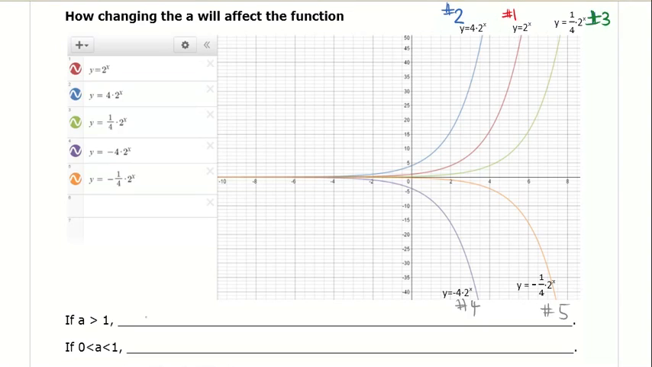So if a is greater than 1, we're going to call that a vertical shrink. Sorry, I lied. A vertical stretch. Because it's getting bigger more quickly. So it grows more quickly. We're stretching it up.